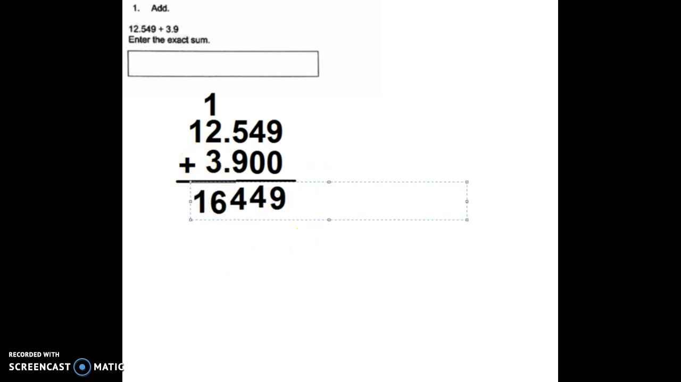So is that my final answer? Well, not quite, right? Because I still need to bring my decimal down. So my decimal's right here. I'm just going to bring it right down. And it's going to go right in between the 16 and the 449. And that is our answer for number 1. Nice little review. Easy peasy, right?